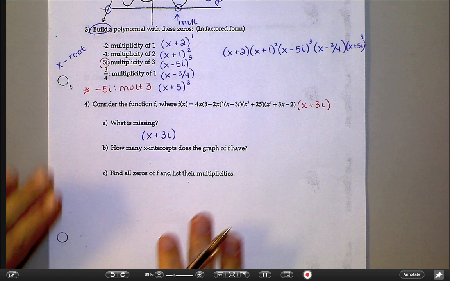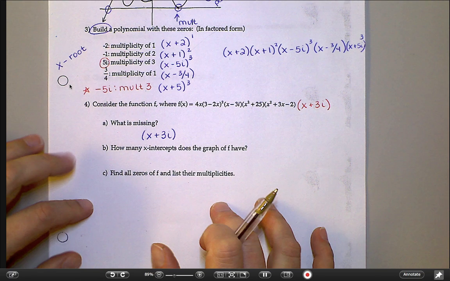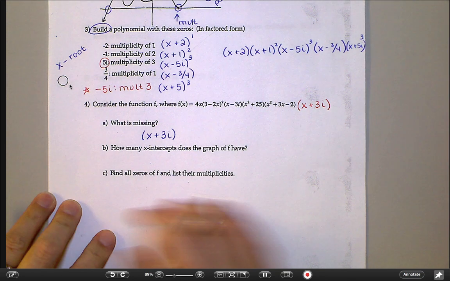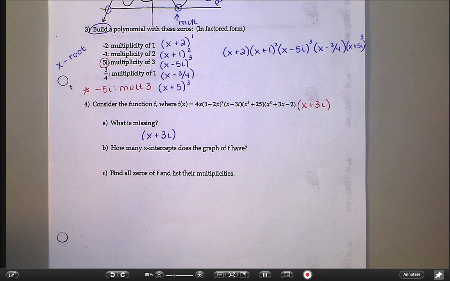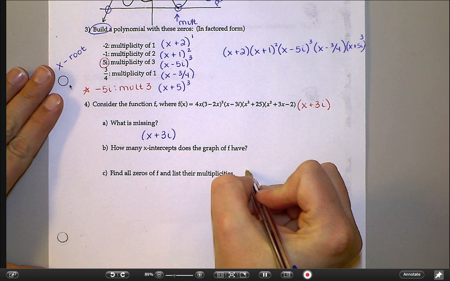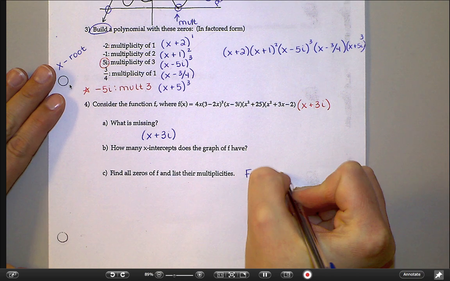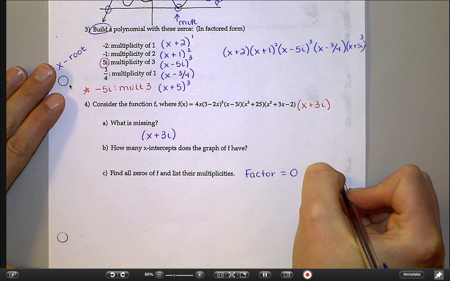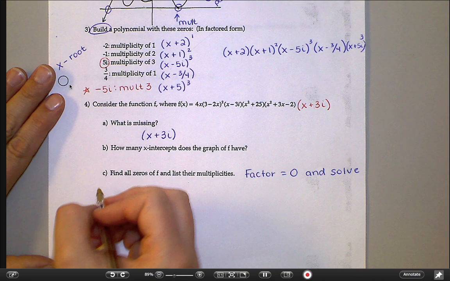Okay, before I talk about part B, let's go ahead and do part C, because we're going to list everything, and then we're going to pick some off the list that would be x-intercepts. So find all the zeros. Anytime you're finding zeros, you're taking the factors and setting them equal to 0 and then solving. I'm just going to list all of those real quick.